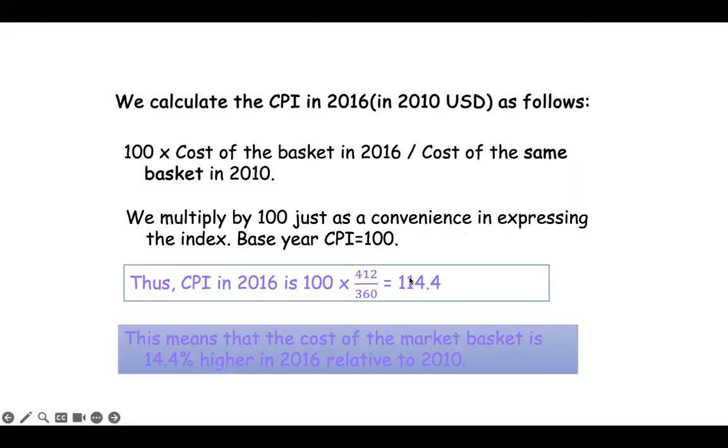Or you can interpret this number as telling you the CPI, the cost of a basket, has grown in 2016 relative to the base year by 14.4%, which is this 114.4 minus 100. So if you subtract 100 from the value of the CPI, you get the percentage increase relative to the base year.